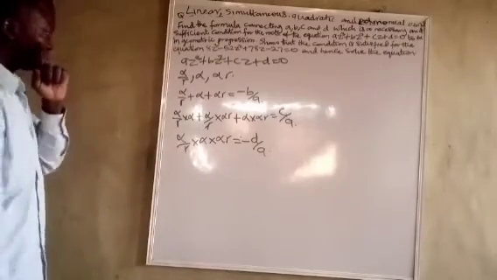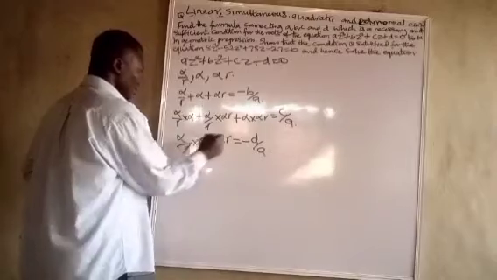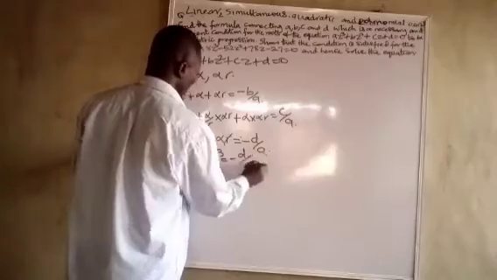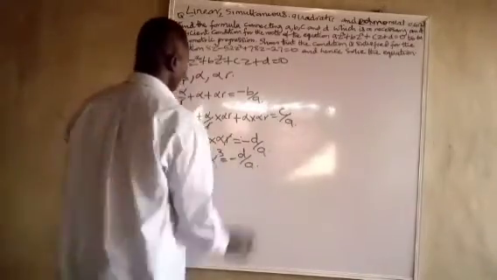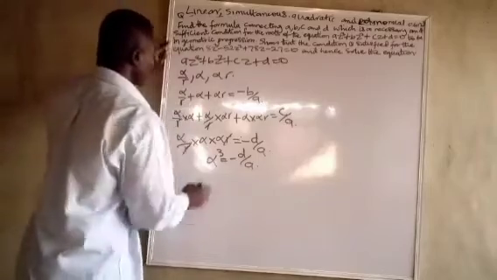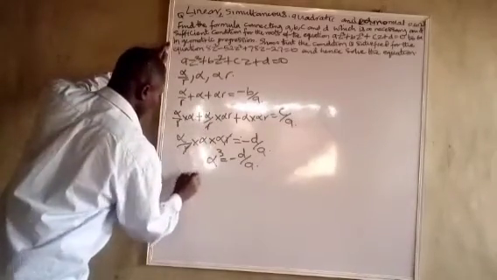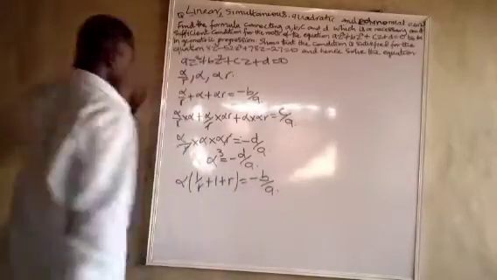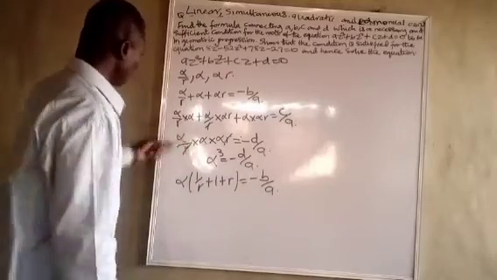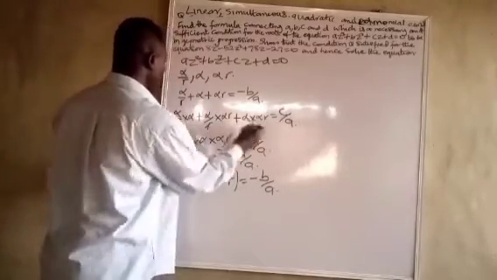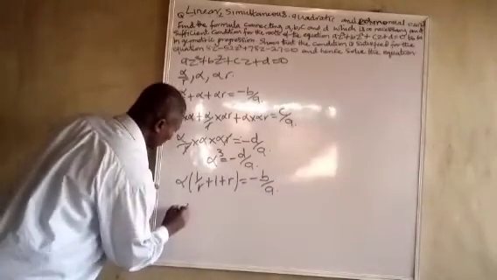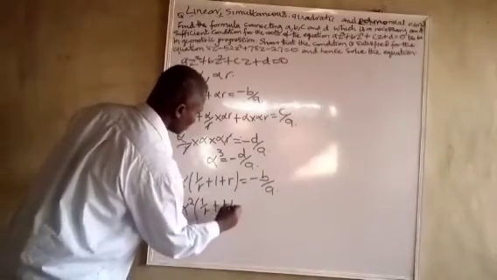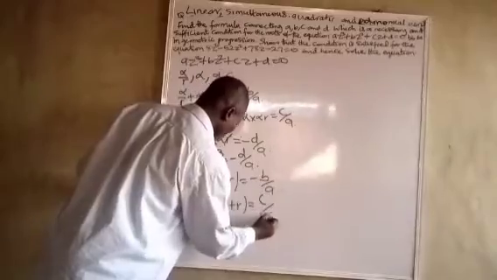Now from this, let's take it one after the other. This one cancels this. What does that mean? It means that alpha cube is equal to minus d over a. Now let's look at this one here. We have alpha into 1 over r plus 1 plus r equals minus b over a. And in this case too, let's work it out. You can see that alpha squared is common to all. So we have alpha squared into 1 over r plus 1 plus r equals c over a.